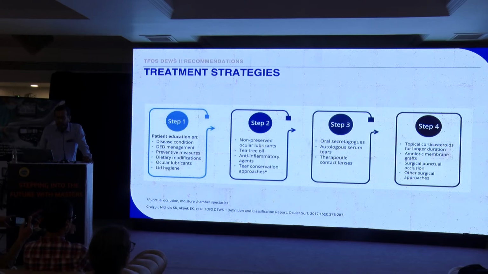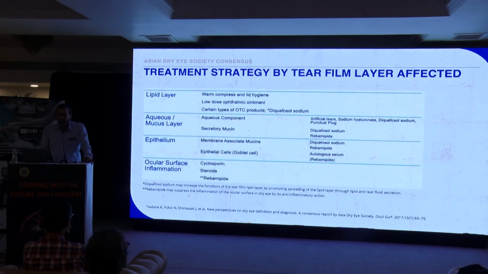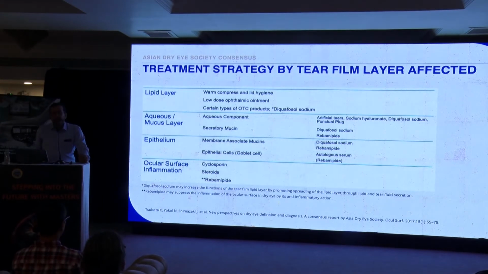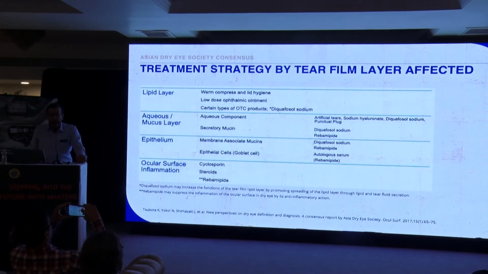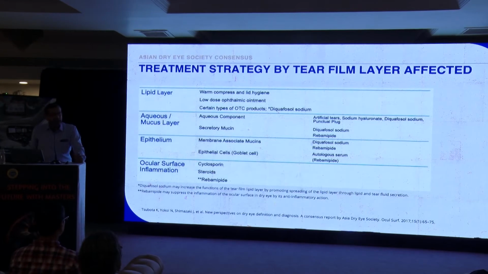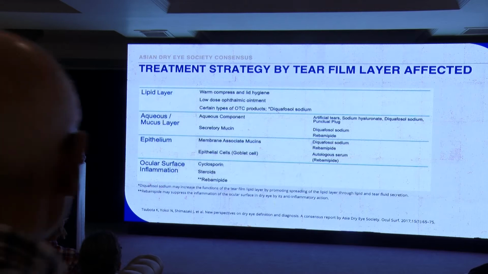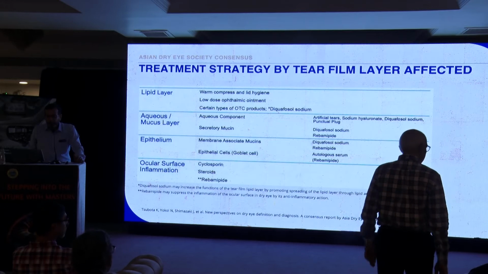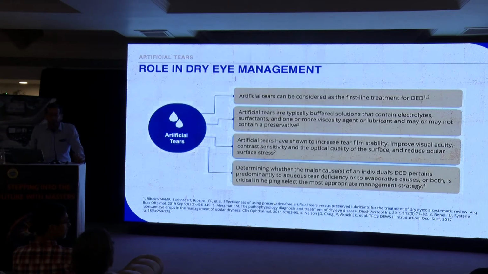So basically, what one needs to understand is that in cases of tear film deficiency or in cases of mixed dry eye, one needs to treat the tear film, the lipid layer. And in order to treat the lipid layer, we start off with meibomian gland dysfunction, so warm compresses. In cases where that doesn't work, one would have to supplement it with IPL therapy, a low dose ophthalmic ointment, and certain types of artificial tears.